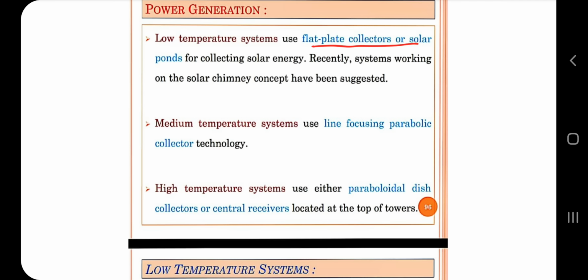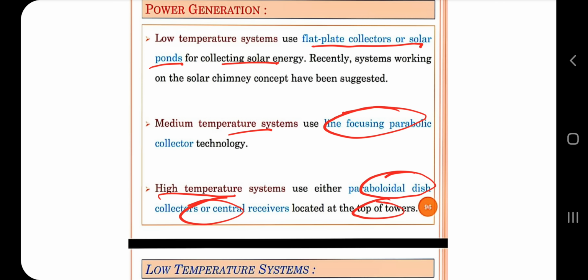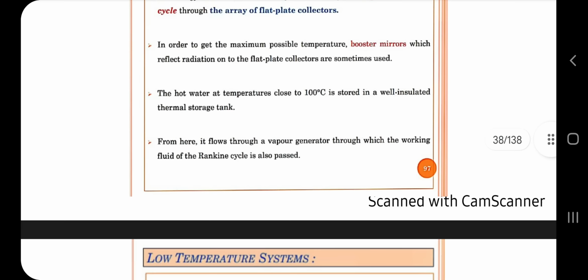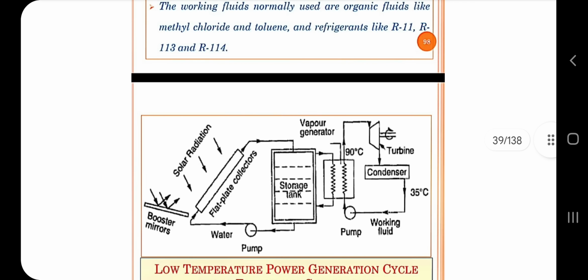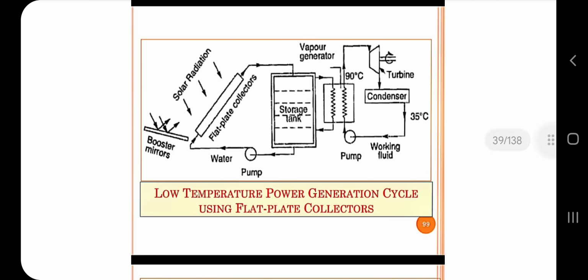Okay, so flat plate collectors or solar ponds are used for collecting solar energy. Medium temperature uses line focusing parabolic collector. High temperature uses parabolic dish collector, okay, at the top of the towers. Okay, so here some information is there, what temperature it works at and what happens first and last, and this is the main diagram which you have to make.